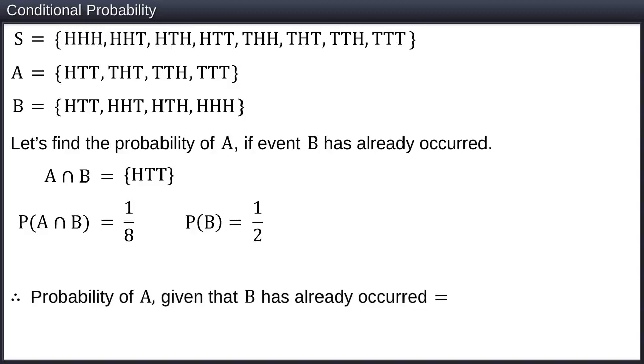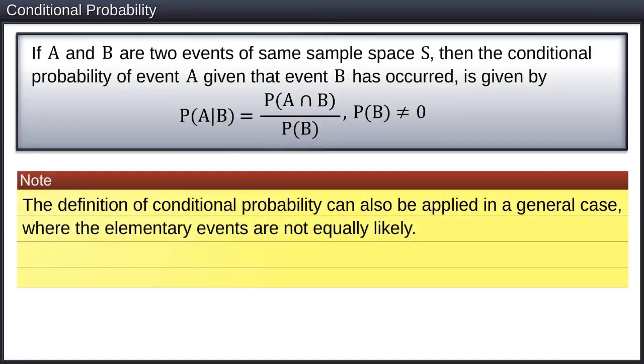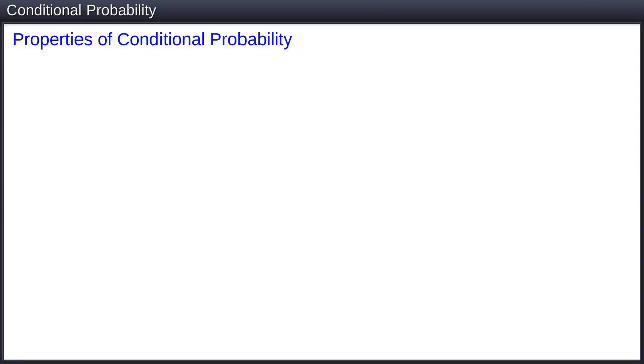Therefore, the probability of A given B is equal to 1/8 divided by 1/2. On simplification, we get the probability of A given B as 1/4. Note that the definition of conditional probability can also be applied in a general case, where the elementary events are not equally likely. Let's now discuss the properties of conditional probability.